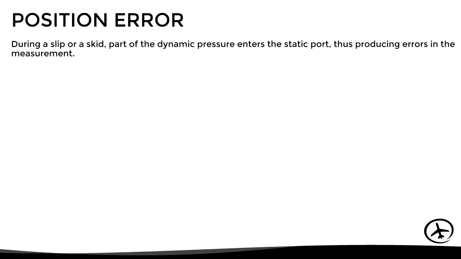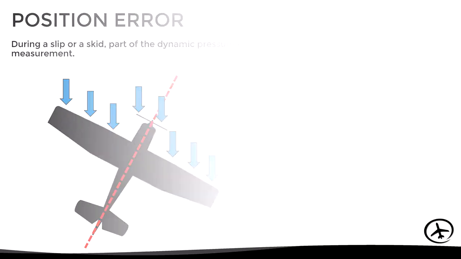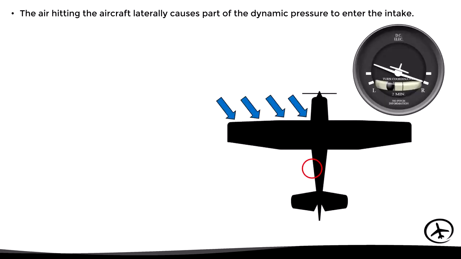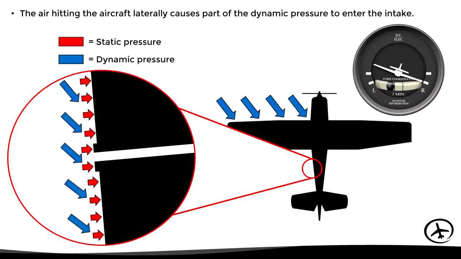If the aircraft performs a skid or a slide, part of the dynamic pressure will enter the static port, thus producing errors in the measurement. This occurs because in a skid or slide, the airflow not only hits the plane from the front, but slightly on one side. If we look at the previous example, but now making a skid, we can see the following. The static pressure will not change, however, the dynamic pressure will now be exerted slightly against the fuselage where the static port is located, which results in that part of that dynamic pressure will enter the static port.